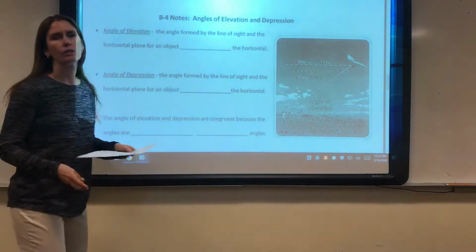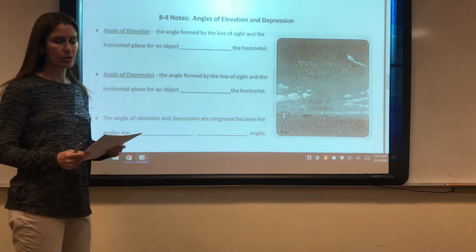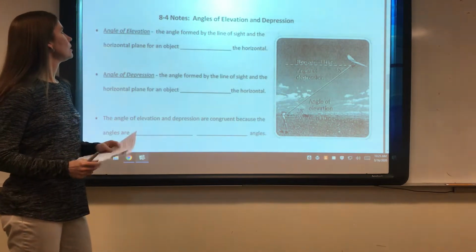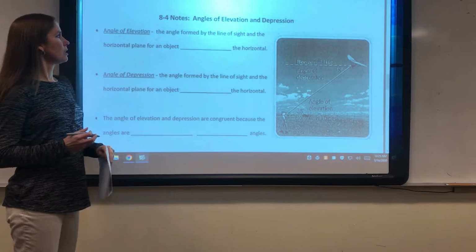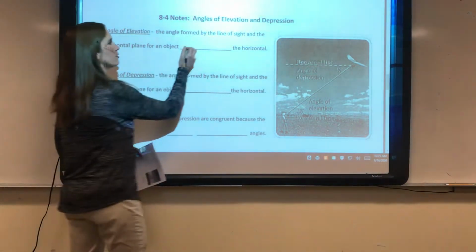Okay, today we are going to go over the section 8.4 notes, angles of elevation and depression. So, an angle of elevation is the angle formed by the line of sight in the horizontal plane for an object above the horizontal.